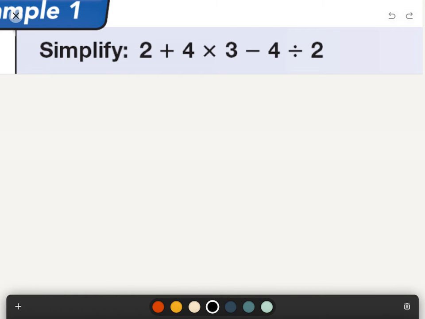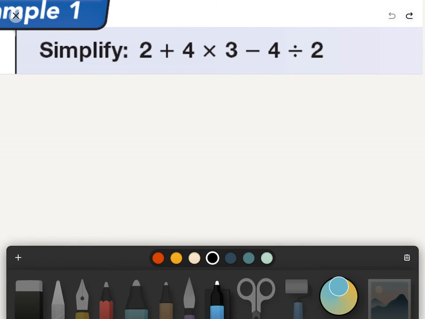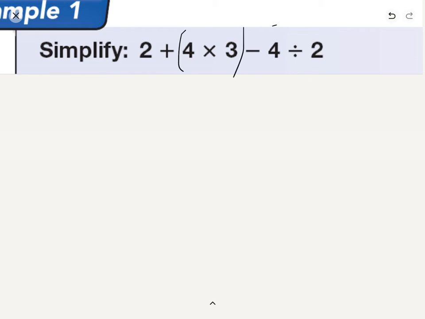Alright, so if we're looking at this, we can think that there are imaginary parentheses on the division and multiplication.